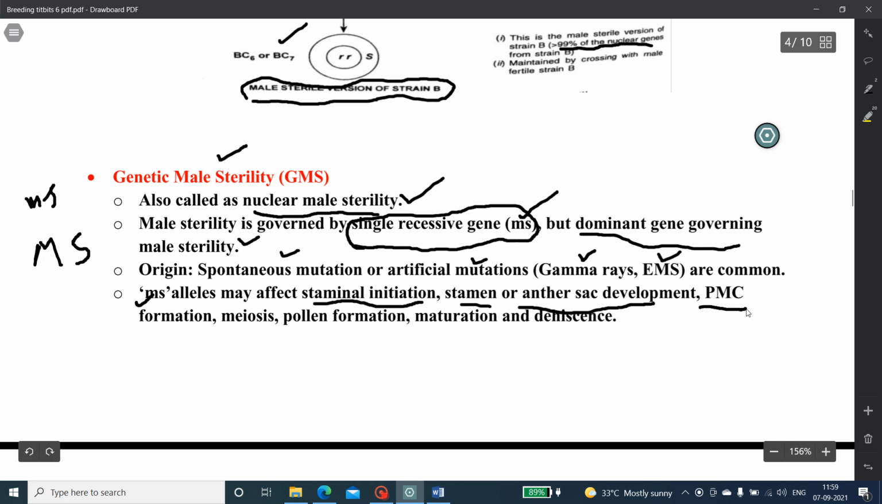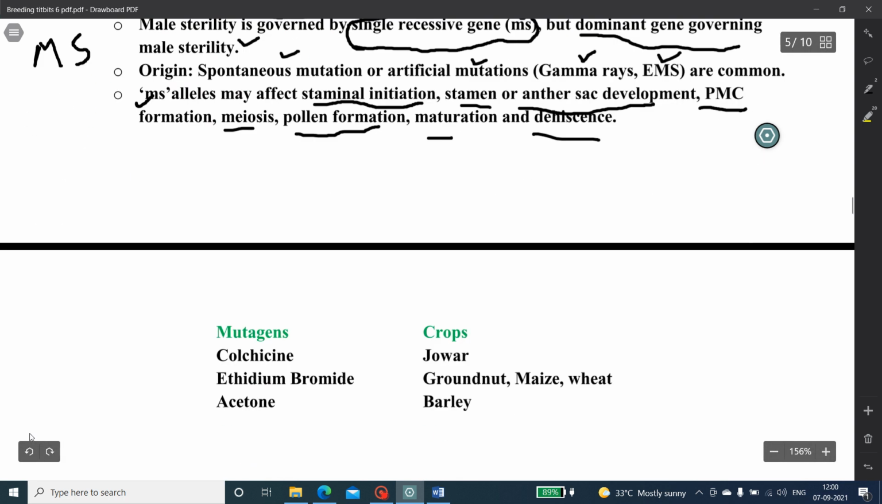staminal initiation, stamen and anther sac development. Primary mother cell production is also retarded, and there won't be any meiosis. And if there is no meiosis, pollen formation is affected, and maturation and dehiscence. The anther may not dehisce in the sterile parent. And this is the genetic male sterility.